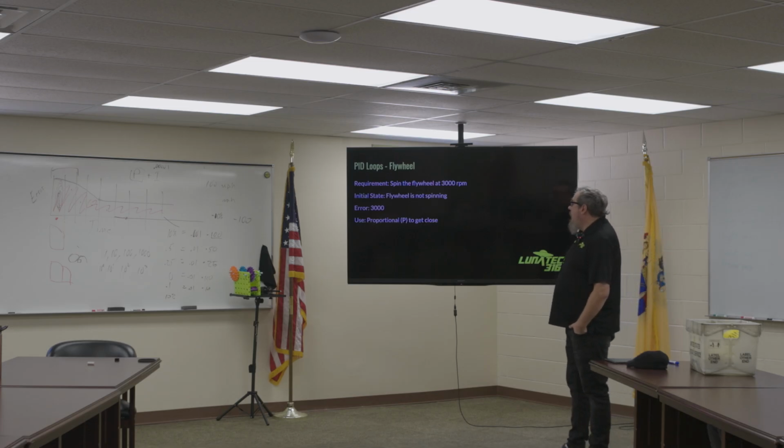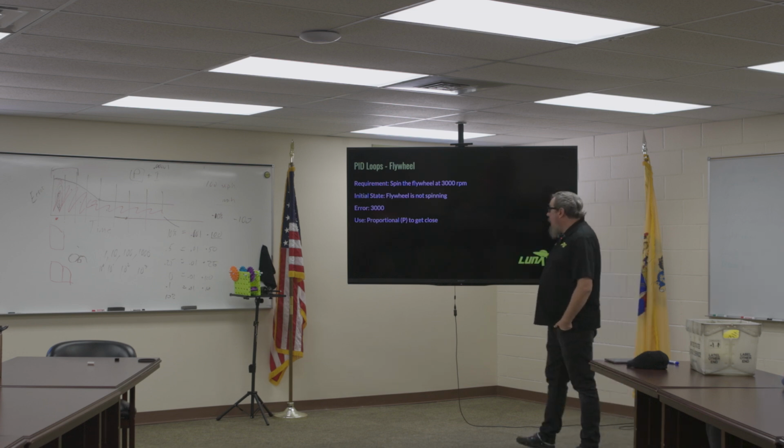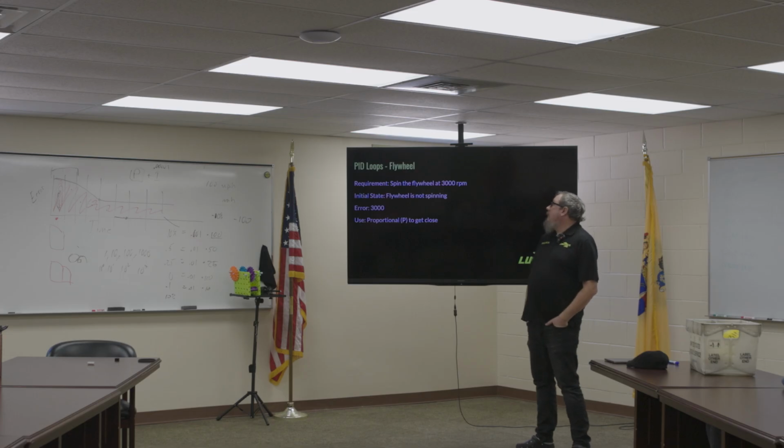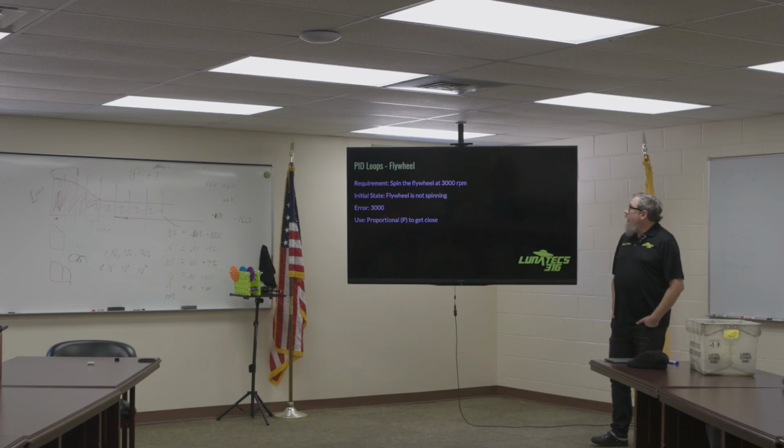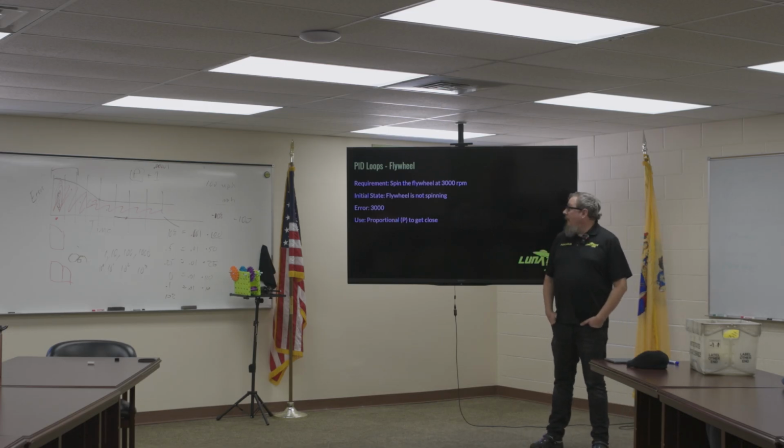Yep. Now, why would I use integral? In case it runs into something, and then it will proportionally add in more and more power to it. Yep. All right. Gabe was paying attention. So, if I had a flywheel and I had a requirement that I had to spin at 3,000 RPM, and the initial state is not spinning, the error would be what? 3,000. Yep. And I could use proportional to get close.